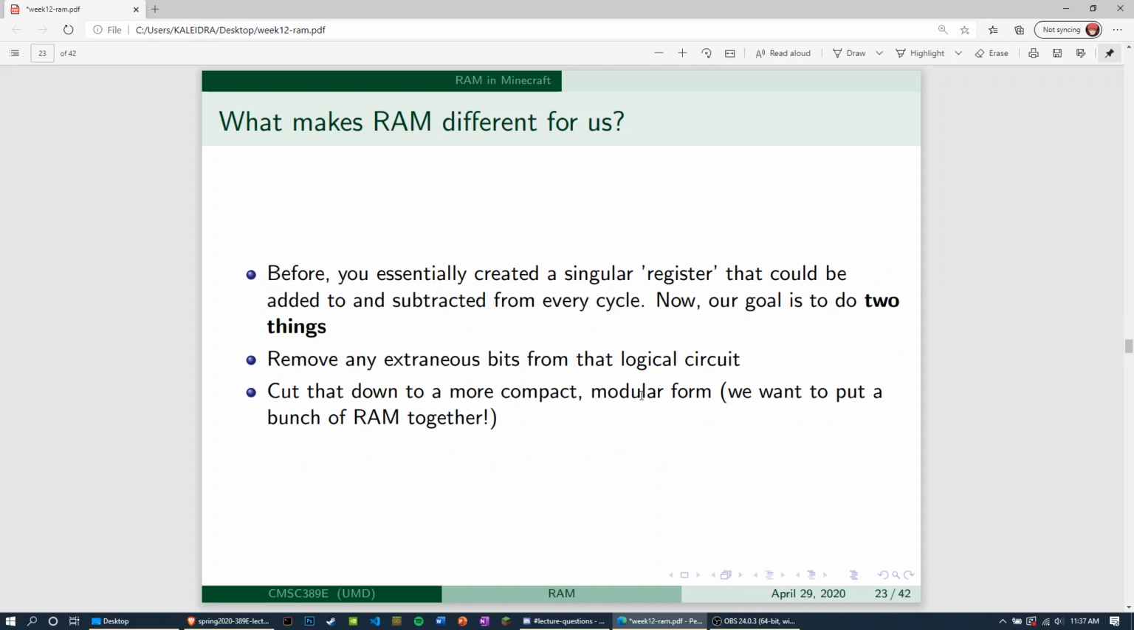Before, you essentially created a singular register that could be added to and subtracted from every cycle. Now our goal is to do two things. Number one, let's take that circuit and remove any extraneous bits. I know our program counter comes with a few extra doodads, like a pulse limiter, things like that. But we just need to take that one register that stores our line value and replicate it over and over again. So cut that down to a more compact, modular form, because at the end of the day, we want to fit a bunch of sticks of RAM together. So we're going to compact that into a cool little version of it, and then put a bunch of those together.